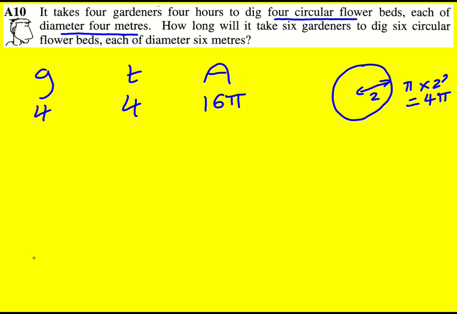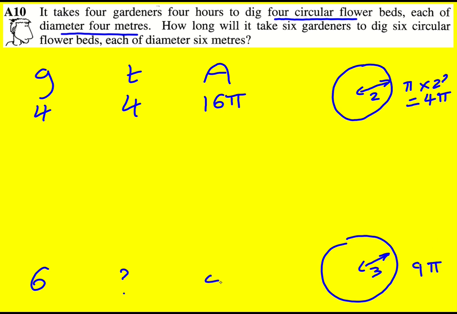And what I'm trying to get to is how long it takes 6 gardeners to dig 6 circular flower beds. Okay, that means the radius is now 3. Pi times 3 squared is 9 pi. And if there's 6 of them, it's going to be 54 pi. Okay, I've set this up. I just need to carefully modify these.